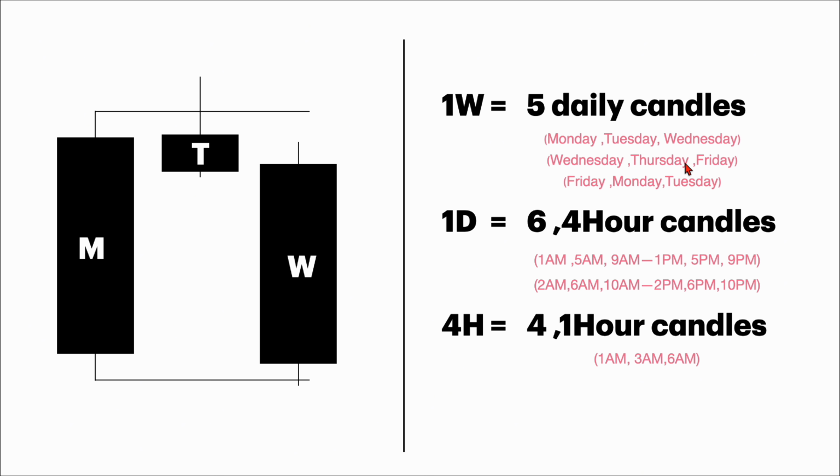And we know that in a single daily candle, there are 6 4-hour candles: 1, 5, 9, and 1, 5, 9 for Forex, and 2, 6, 10, and 2, 6, 10 for futures. We also know that in one 4-hour candle, there are 4 hourly candles, and the hourly candles you need to focus on are the 1, 3, 6 a.m. candles. PM candles will be covered in the next video.